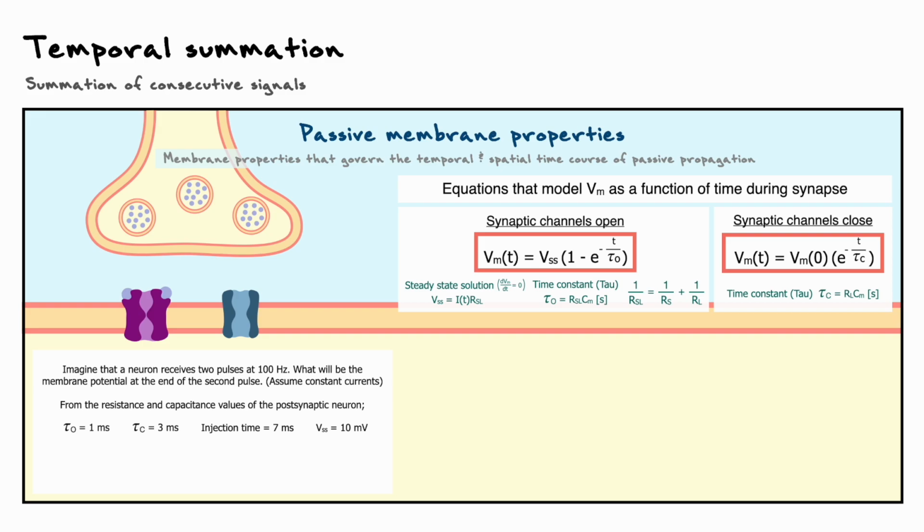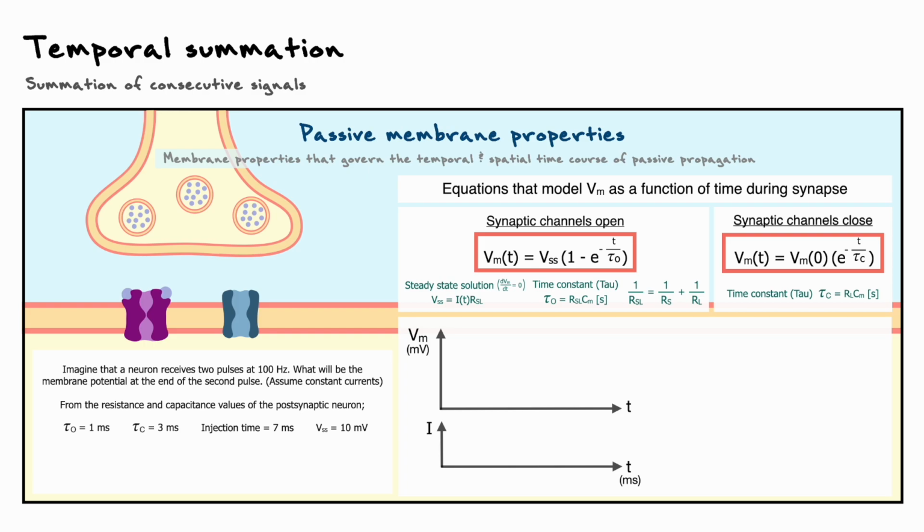We'll also imagine that based on the values of the resistance and capacitance of our postsynaptic neuron, the time constant during the synaptic activation is 1 millisecond, and when the channel's closed, the time constant becomes 3 milliseconds. Furthermore, we'll imagine that the current injection from the channels lasts 7 milliseconds and that the steady-state potential is about 10 millivolts. To better visualize what's going on, let's also plot the membrane potential and the synaptic current as a function of time. Okay, so to solve this problem, I suggest to first understand when the synapse is active or not based on the frequency and the injection time.